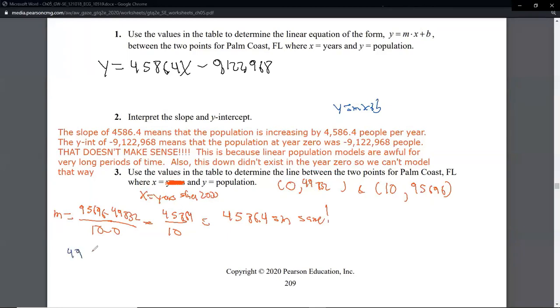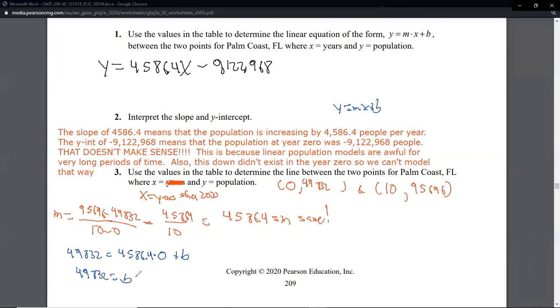So we go 49,832 equals, the m was the 4586.4 times the x, which is 0, then plus the b. Again, this is the y value, this is the x value. I did not plug in the same y and x value as you saw me do in number 1. Again, I could still plug in the 10 and the 95,000 instead. You will get the exact same value of b, but your algebra will be more difficult. You'll have to do the same type of algebra as last time, whereas this time, since anything times 0 is 0, you just get 49,832 equals b instantaneously.